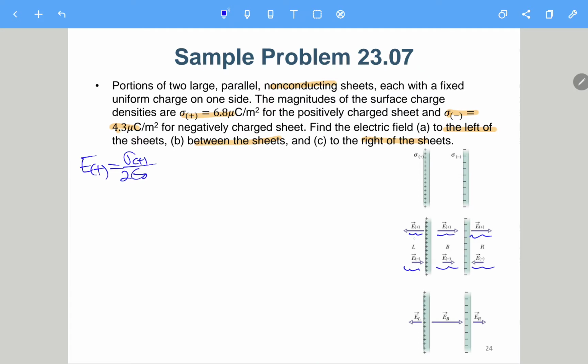So this one points to the left, this one points to the left, this one points to the right, this one points to the right, and then this one points to the right, this one points to the left, because for the E minus, it will point to this plate. For E plus, it will start from the plate and then point outside. So we plug in the numbers, which is 6.8 times 10 to the minus 6, over 2 times 8.85 times 10 to the minus 12, which is 3.84 times 10 to the 5th power.